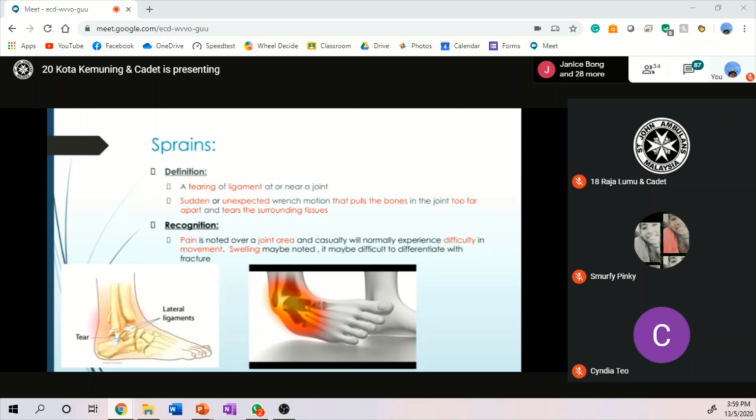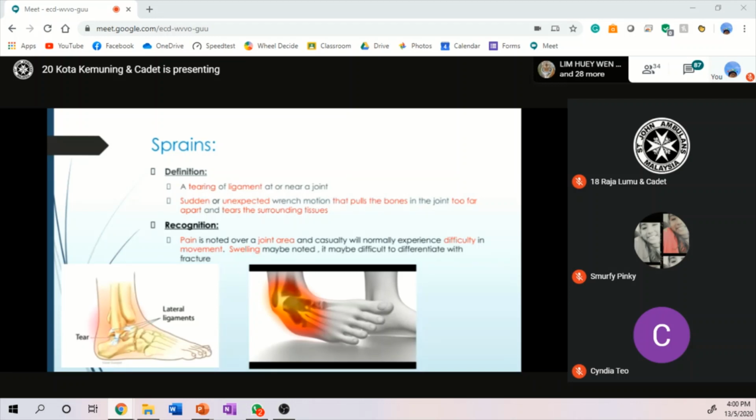I'm sure that some of the basketball players experience the picture too. Like suddenly your leg turns to the other side, and it will be very painful. So you can recognize the sprains when the pain is noted all over the joint area. So when your joint area is painful, there is a sprain.